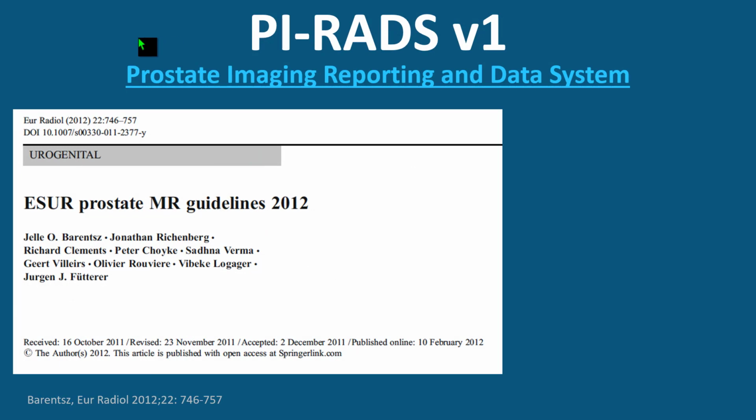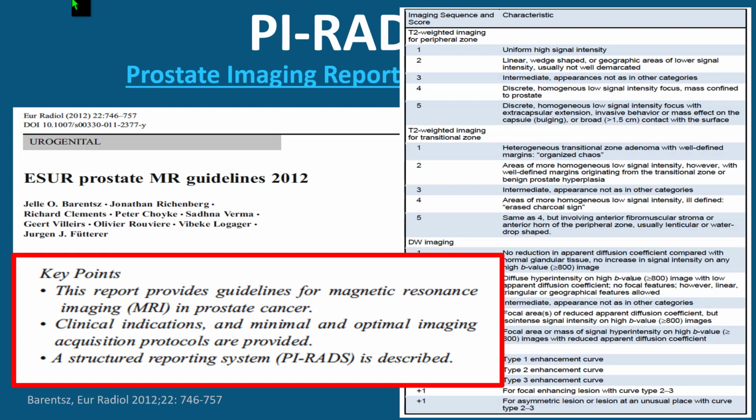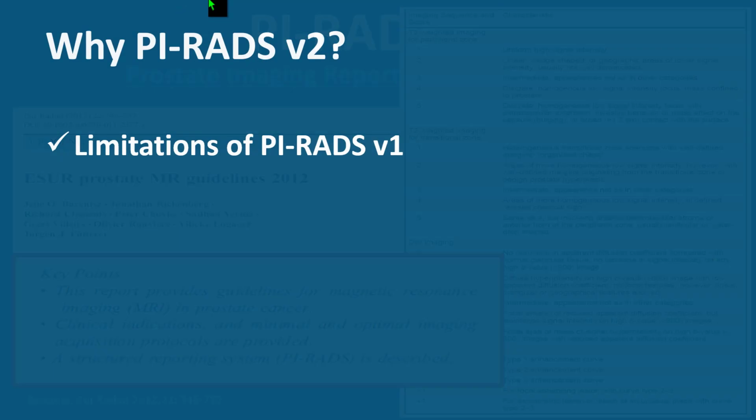Shortly after that, the ESUR group published a paper. It's now one of the best cited papers in European Radiology, and that was PI-RADS version 1. PI-RADS version 1 provided guidelines for magnetic resonance imaging and prostate cancer. It described clinical indications, the minimal and optimal imaging acquisition protocol, and it introduced more or less a structured reporting system on a 5-point score.